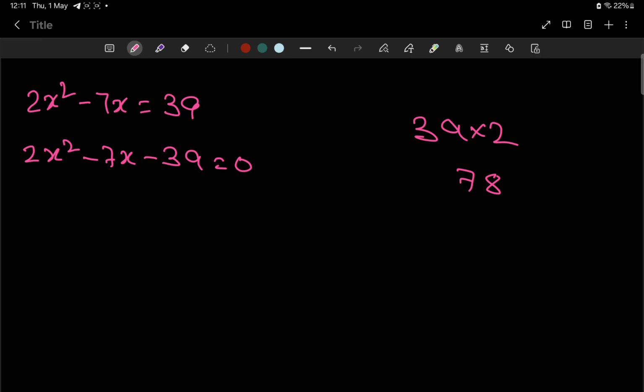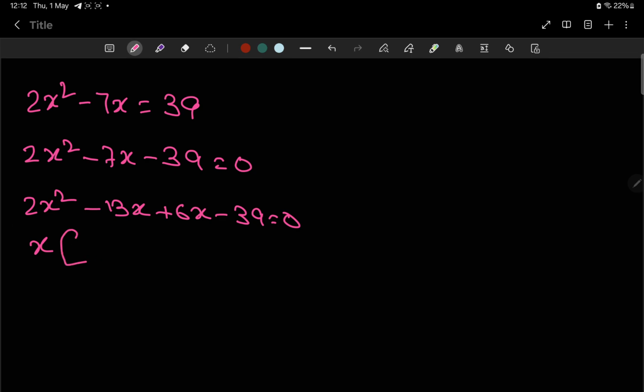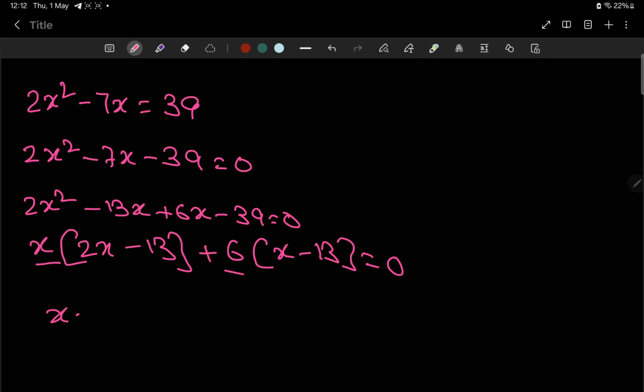So let's see, what's 13 into 6? 13 into 6 is nothing but 78, right? So what is 13 minus 6? It's 7. So 2x square minus 13x plus 6x minus 39 is equal to 0. Now take the common factors. Taking x as common, the remaining is 2x minus 13. Then take plus 6 as common, and the remaining is 2x minus 13. So take these two: the remaining is x plus 6 and 2x minus 13 is equal to 0.